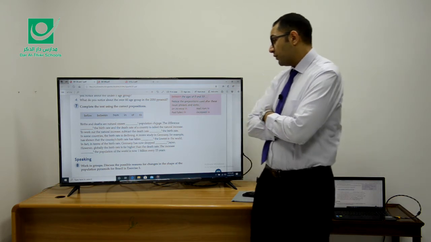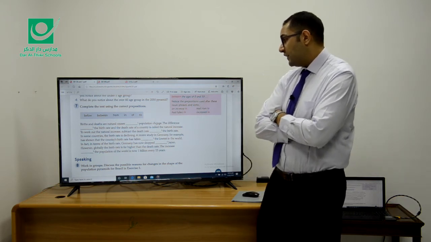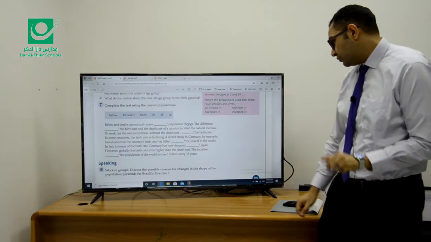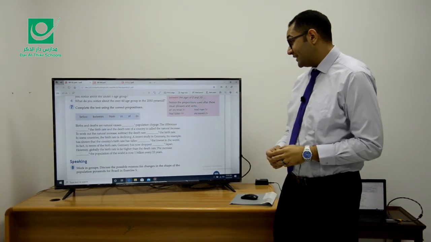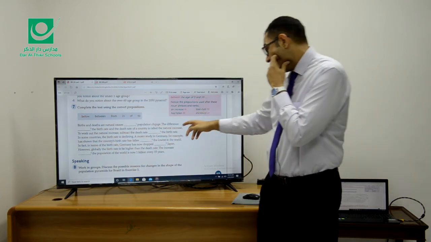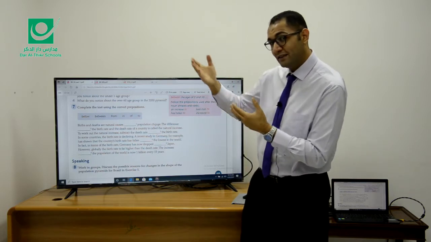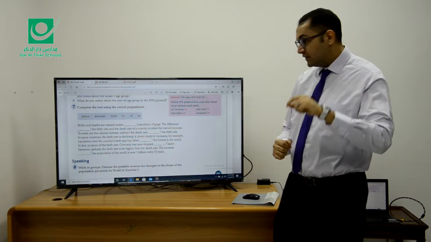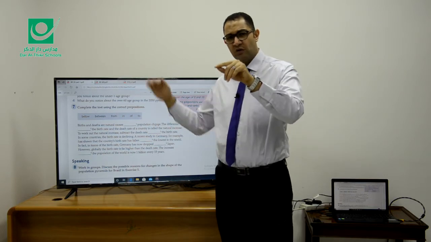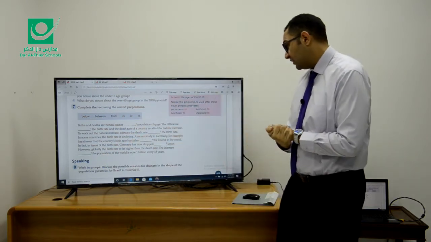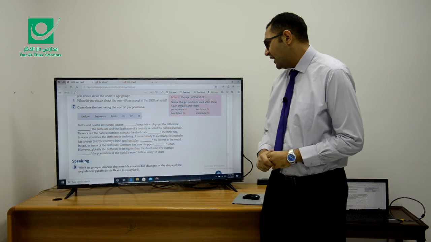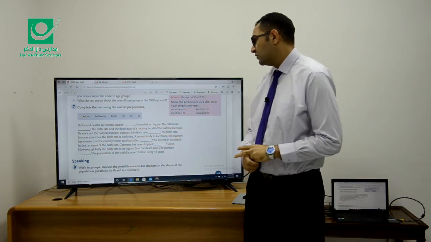The difference between the birth rate and the death rate of a country is called the natural increase. So the difference between, thank you. To work out the natural increase, subtract the death rate from the birth rate, so subtract from, thank you. In some countries, the birth rate is declining. What do I mean by declining? That's a good word to focus on. Yes, getting lower. A recent study in Germany, for example, has shown the country's birth rate has fallen to the lowest in the world.